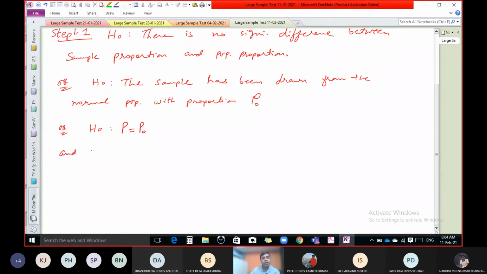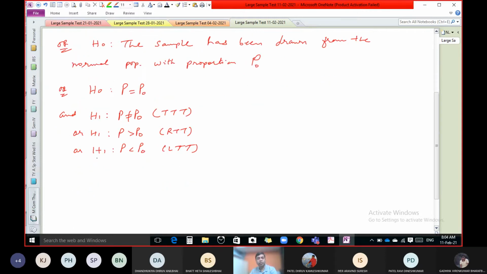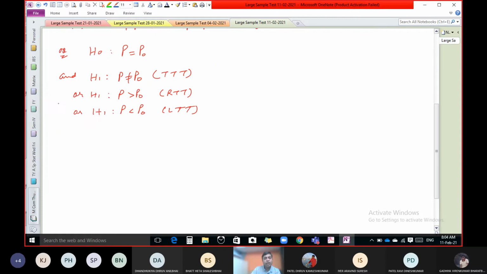And in H1 we have to write not equal to, or greater than, or less than. Any one of these three we have to write in H1. If we write this, it is known as two tail test, this is right tail test, and this is left tail test. Depending on the given claim, we have to decide one out of these three as the alternative hypothesis. So that is the end of step 1.